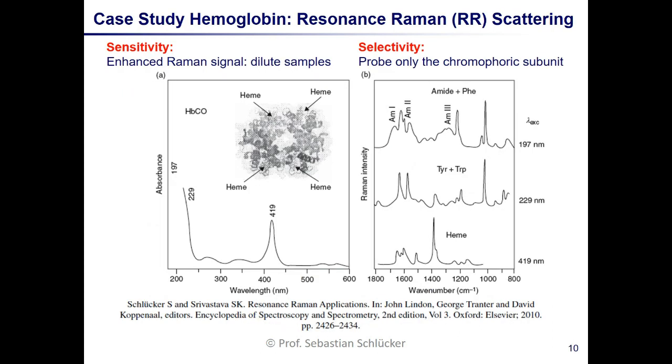The main advantages are sensitivity. Alpha goes up by orders of magnitude, by several orders of magnitude. That means you get an enhanced Raman signal. You can work even at dilute conditions, so not just millimolar but micromolar concentrations. And the selectivity increases. You only probe that chromophoric subunit within the entire molecule where this electronic resonance condition is fulfilled, which means there is a band in the corresponding UV-Vis absorption spectrum.